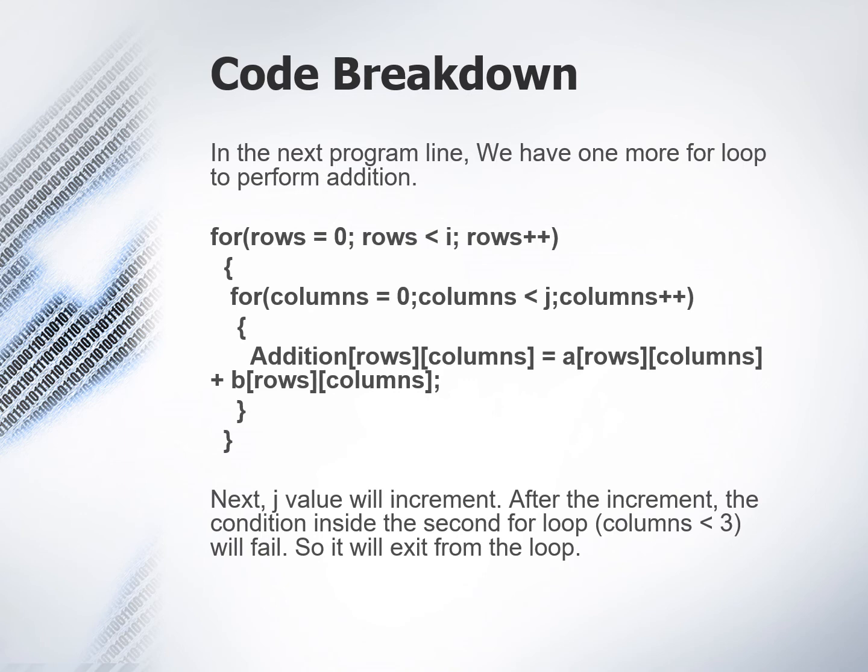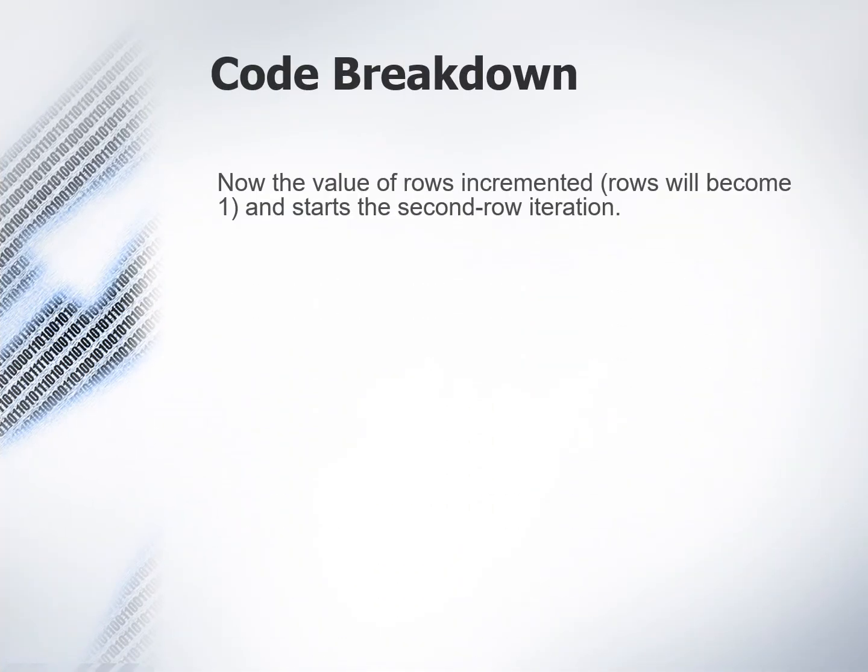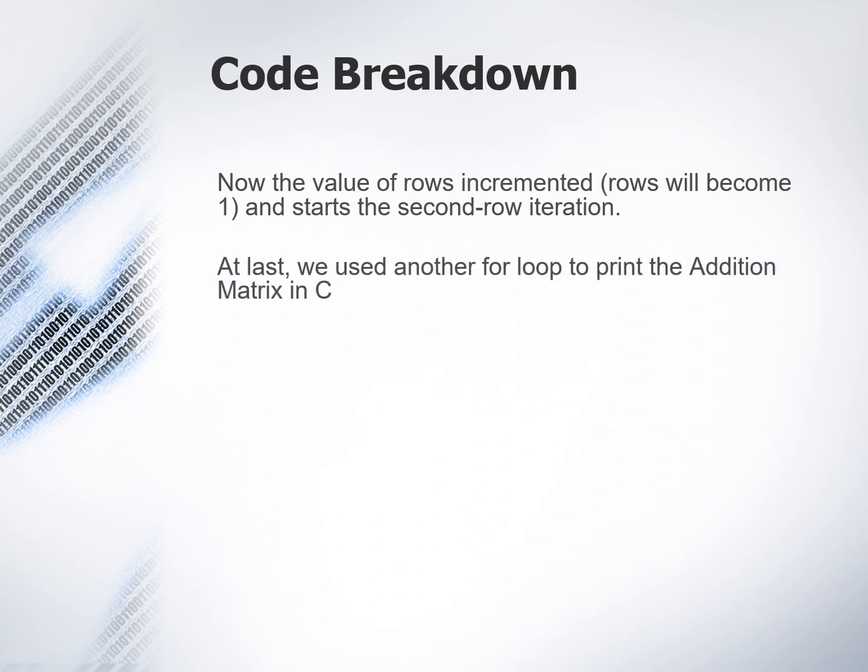Now next, the j value will increment. After the increment, the condition inside the second for loop, that is columns less than 3, will fail. So it will exit from the loop. Now the value of rows is incremented, that is, rows will become 1, and it starts the second row iteration. At last, we have used another for loop to print the addition matrix.